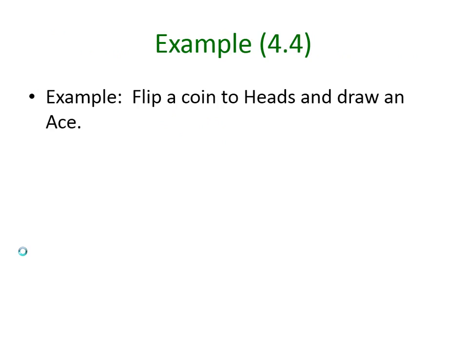I don't know if I've got a good example. Okay? Probability that I flip a coin to heads and I draw an ace. Are these independent or dependent events? Okay, these are two independent events, so go ahead and find that probability that I get both of those. This one will be an easier one just to leave as a fraction.